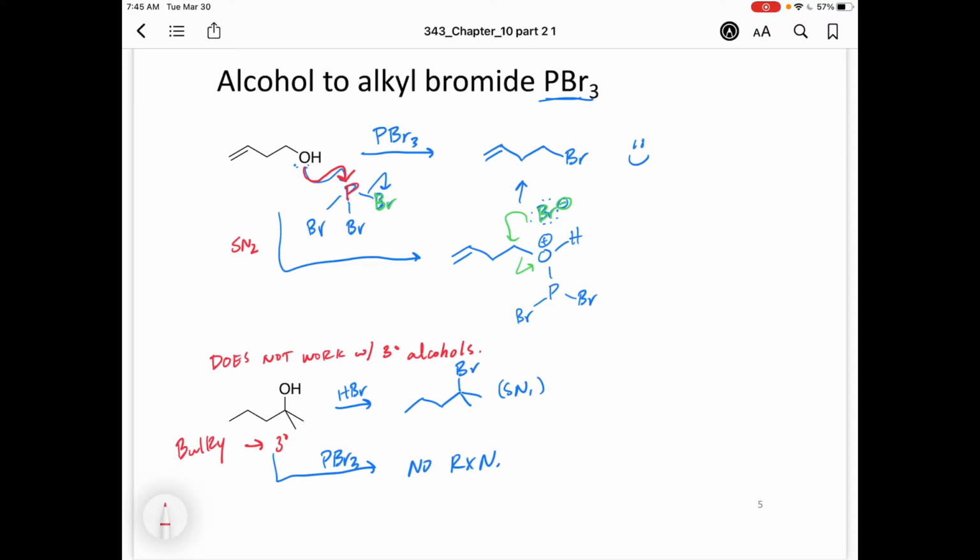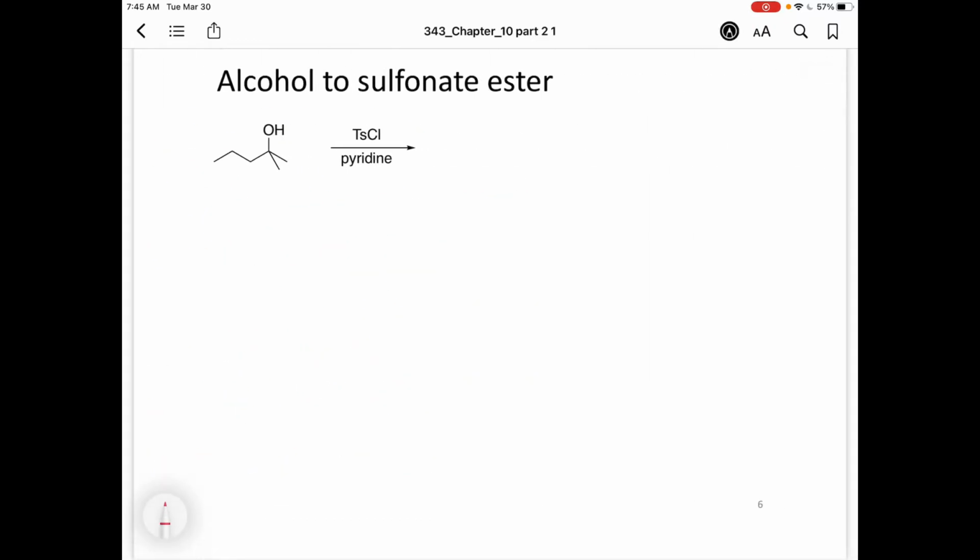This is huge with 3 bromines that are huge. They're humongous. And so for it to get in there and attack the phosphorus, it's going to be a little unlikely. So for tertiary, this does not work. Now, another really great leaving group is a tosylate. And tosylates are sulfonate esters. So let's walk through the mechanism of this reaction.